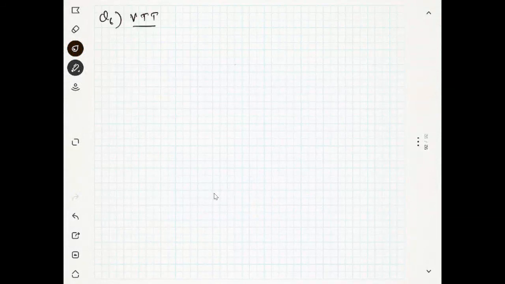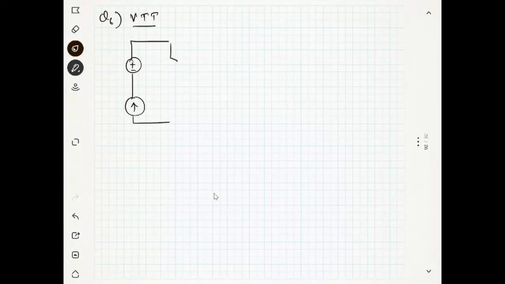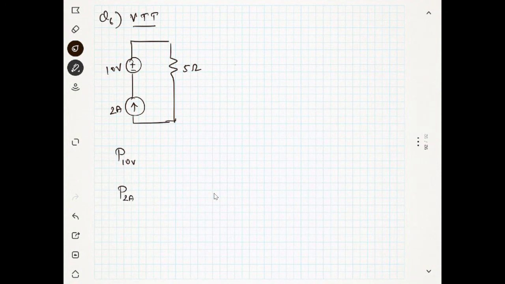Clear. Yeah, just 2 problems. Okay, small problems. Question number 6, verify Tellegen's theorem. We will see a circuit like this. So this is 5 ohm and this is 10 volt and this is 2 ampere. We want to verify Tellegen's theorem. So we will calculate the power across the 10 volt battery, the power across the 2 ampere current source, and the power across the 5 ohm resistance.